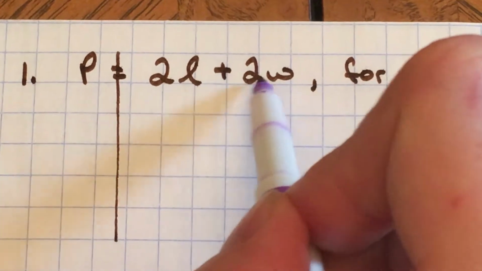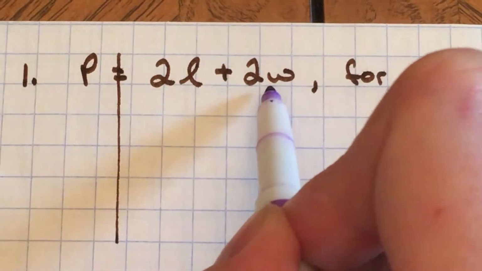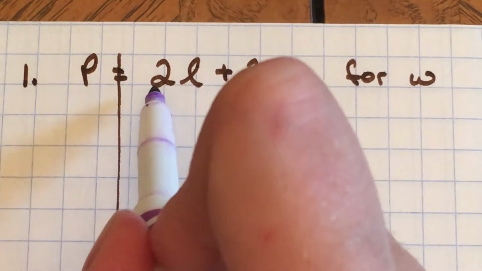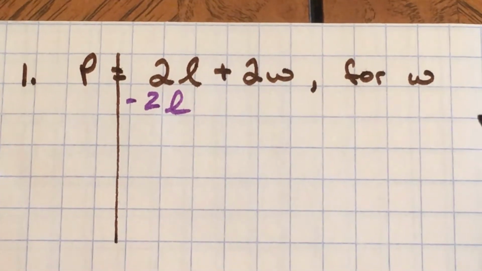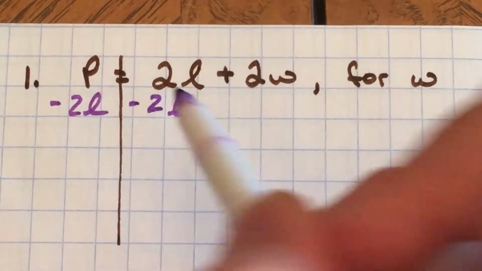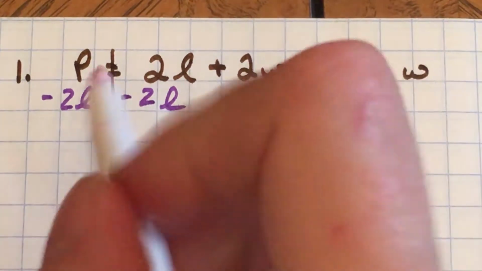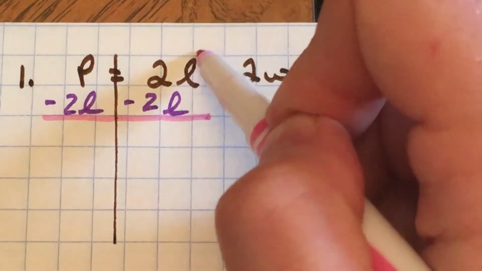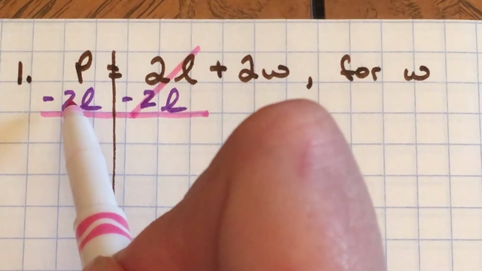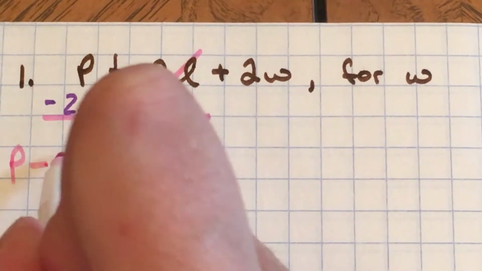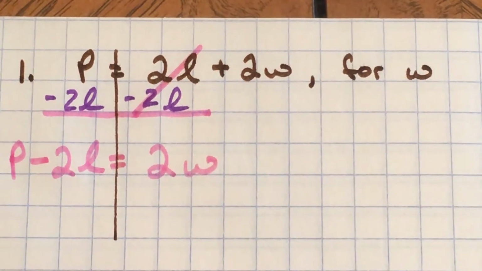So just like with solving for y, I have a term that is adding to this w term. So to get rid of it, I do the opposite, which is subtracting. And what you do on one side, you do to the other. So my two L's cancel out. So what do I have left? A perimeter minus 2 L's equals 2 W's.